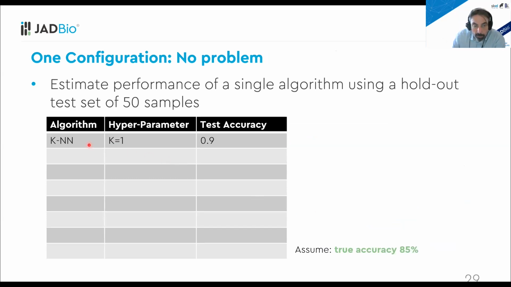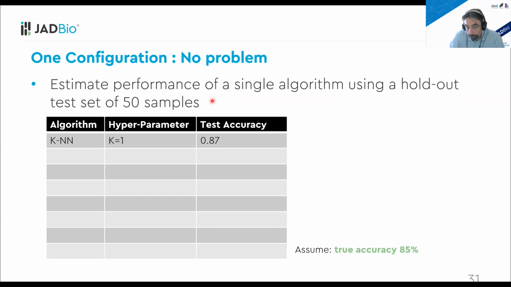When I try one algorithm and one hyperparameter, one configuration, and I simulate it to have accuracy of 85%, and I apply it on a test set of 50 samples, I estimate the accuracy at 90% because I was a little lucky on this specific 50 samples. Now, if I were to try a second time, I may find 70% accuracy. I was a little unlucky. And a third time, 87%, and so forth.